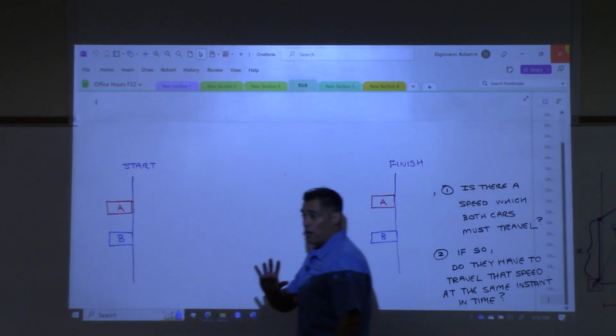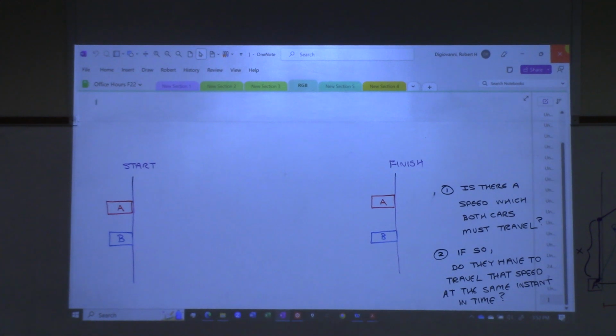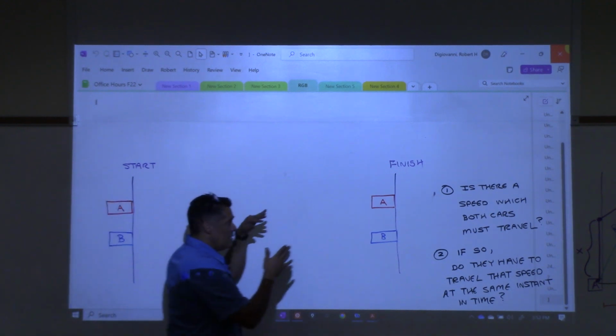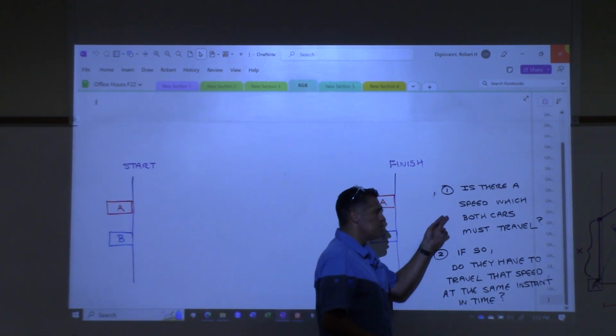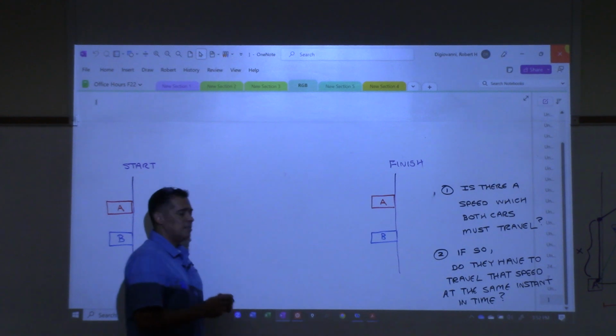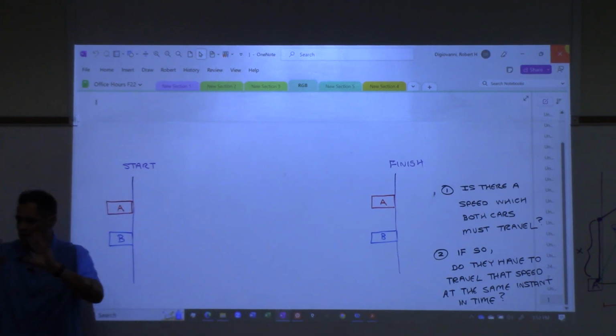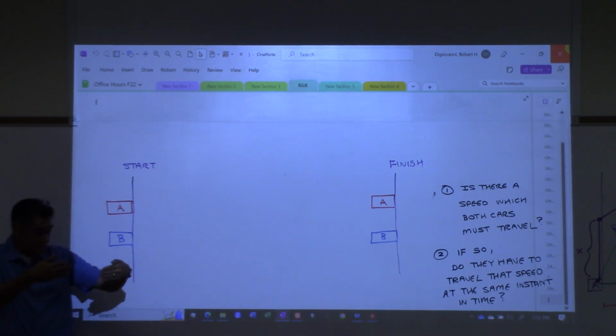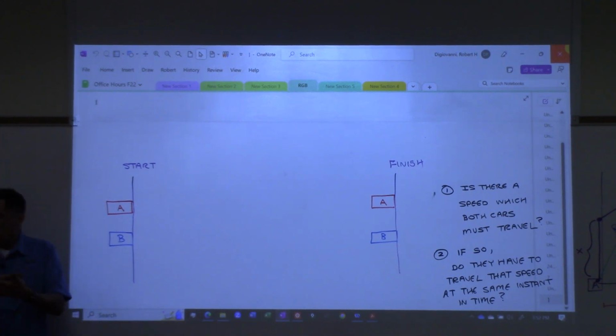All right, I want to clarify before I step out and let you all talk about this for a few minutes. I want to make sure you understand the question. So two cars start together, they tie at the end. The first question is saying, is there some speed, let's say 50 miles an hour, that both cars had to at some point attain?